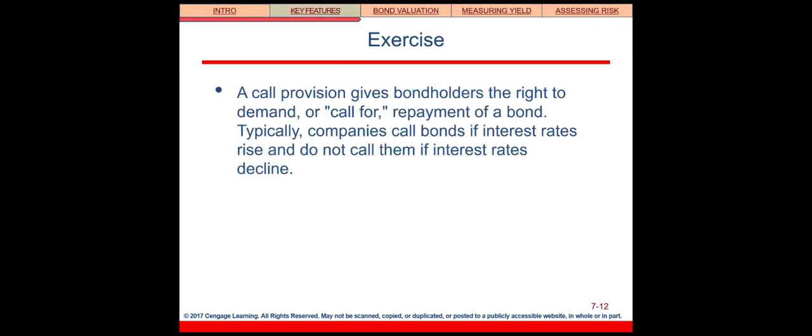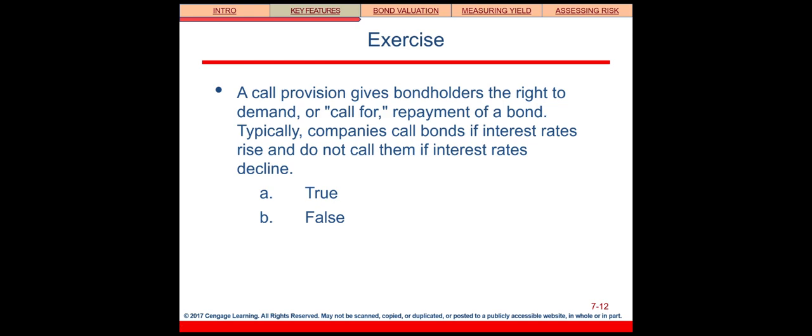Again, here's another exercise question. A call provision gives bondholders the right to demand or call for repayment of a bond. Typically, companies call bonds if interest rates rise and do not call them if interest rates decline. Is it true or false? You can think about it before I let you know the answer.